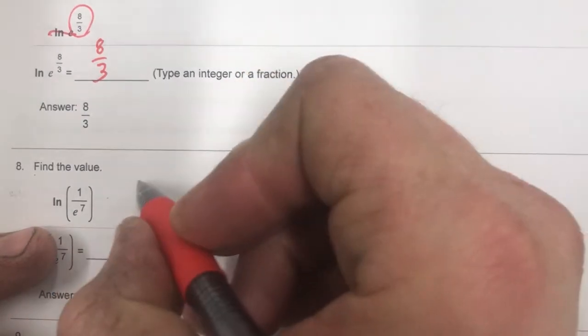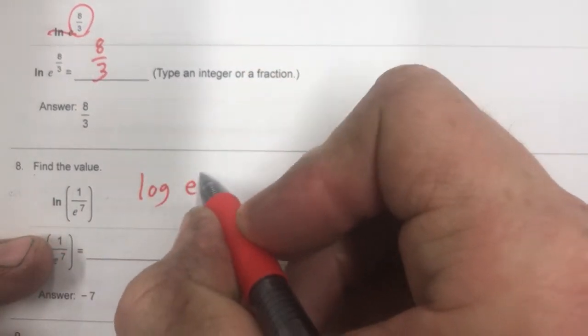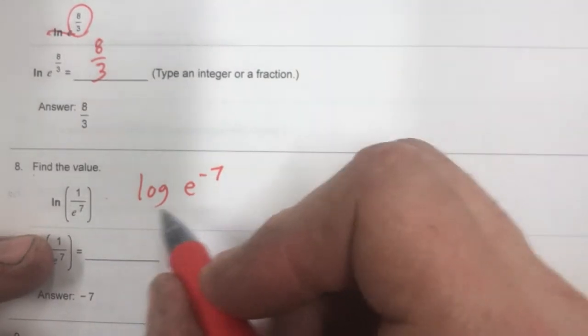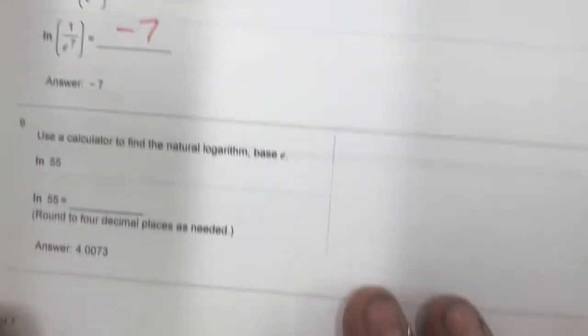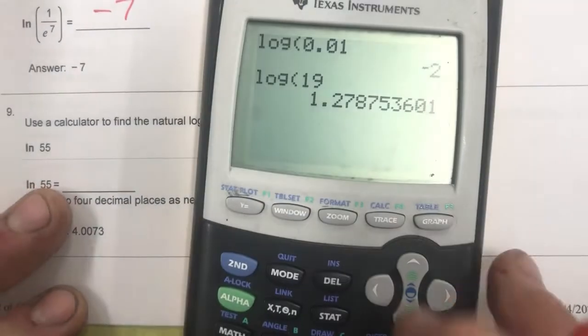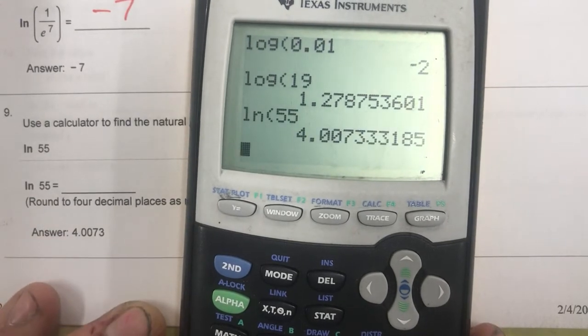All right, look at this one. Since e to the 7 is in the denominator here, I can move it up and make it a -7 exponent. Those cancel, -7. Use a calculator here to type that, it's just natural log 55, 4.0073.